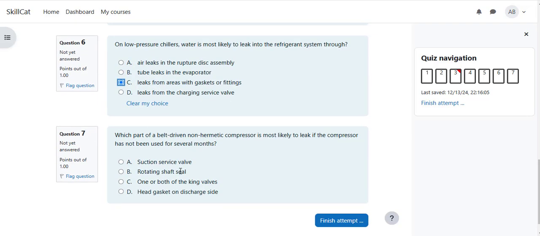Leak from areas with gasket. Which part of a belt-driven non-hermetic compressor is most likely to leak if the compressor has not been used for several months? Suction surface valve, rotating shaft seal.